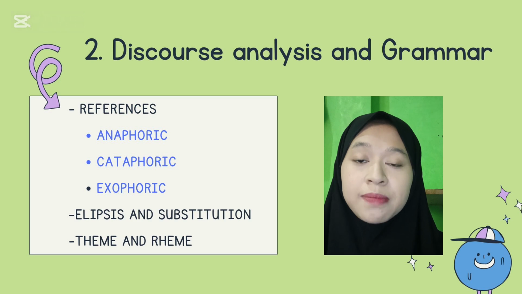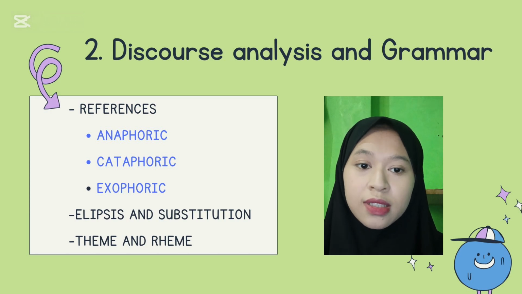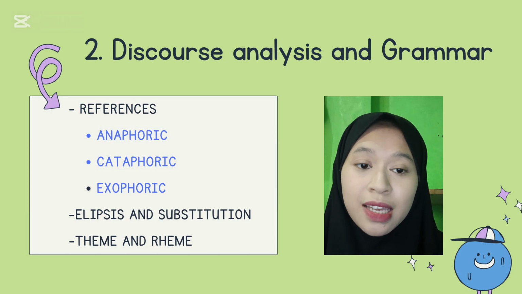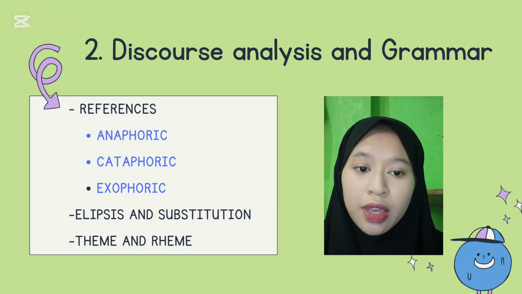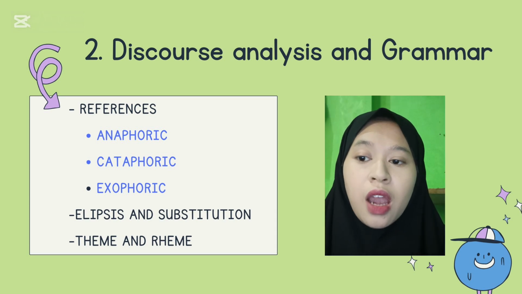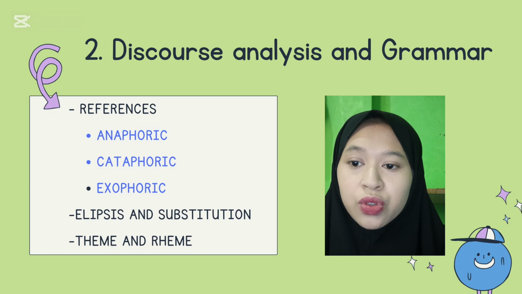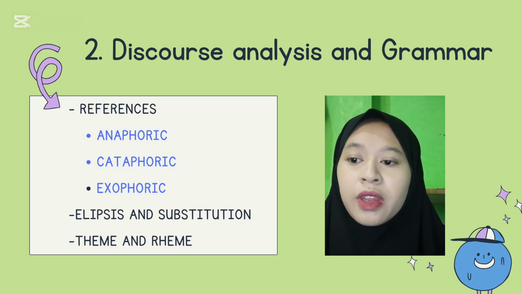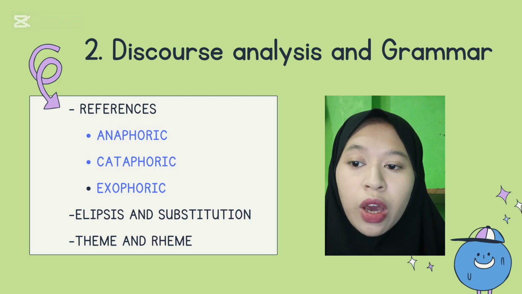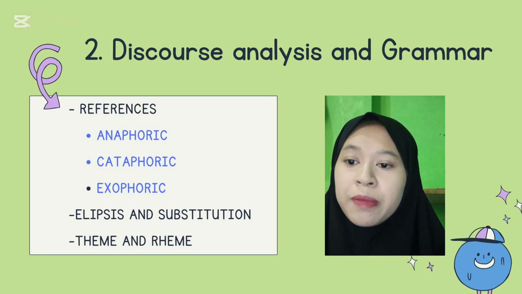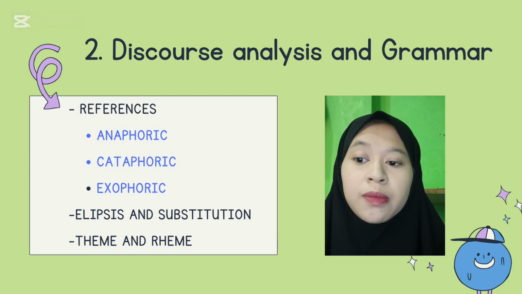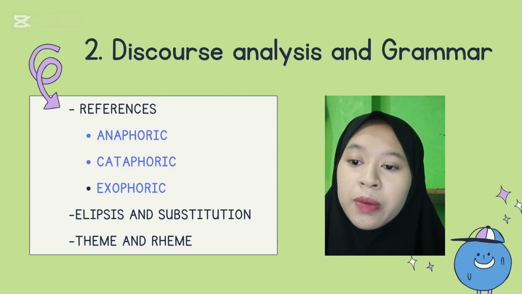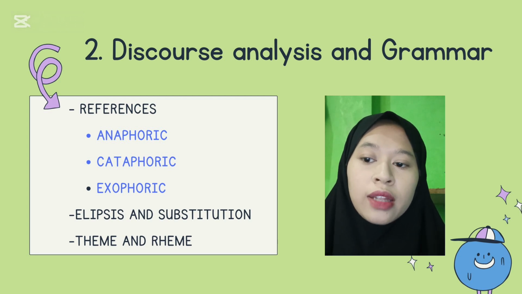Okay, next, material about discourse analysis and grammar. Here, we discuss references, ellipsis and substitution, and theme and rheme. References are linguistic devices used to refer to something within or outside a text. When we speak or write, we often refer to things that were mentioned earlier, haven't been mentioned yet, or were mentioned in another context or at another time.